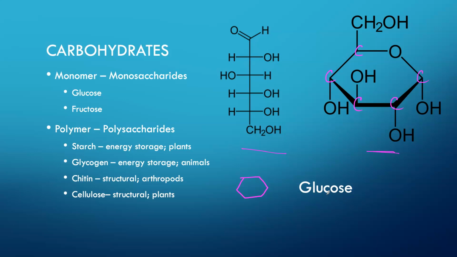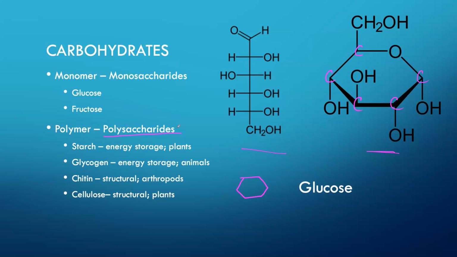Now let's talk for a second. Remember that all of the biological molecules have monomers, and these monomers are bonded together to form larger macromolecules. In the case of carbohydrates, the larger molecule, the polymer, is called a polysaccharide. Poly means many, saccharide, sugar. So it's many of these monomers that are bonded together.